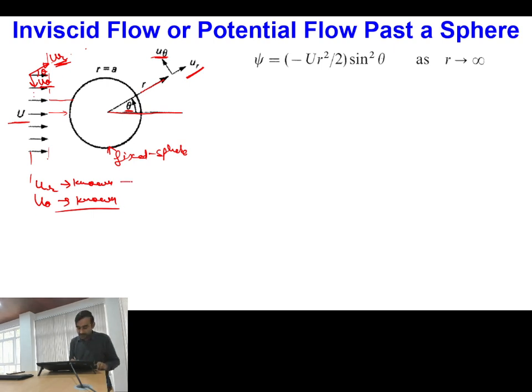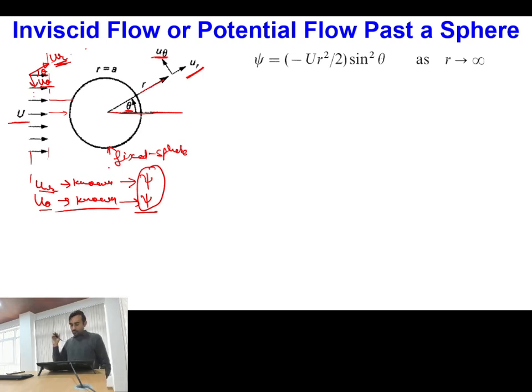This ur I can write in terms of psi, and this also I can write in terms of psi. So both these values can be written in terms of psi. If I write both these values in terms of psi, the left hand side is known. Simply I will be able to know the value of psi by just integrating these two equations.